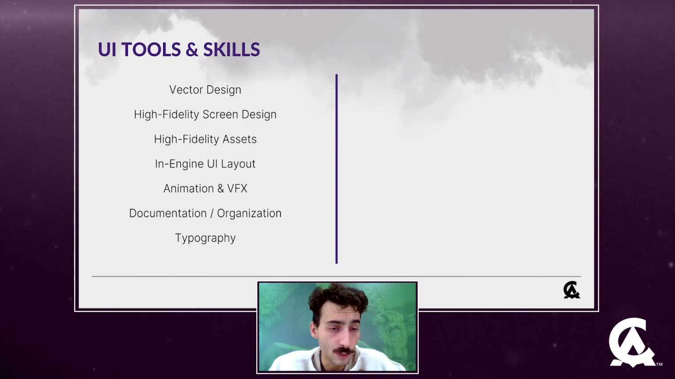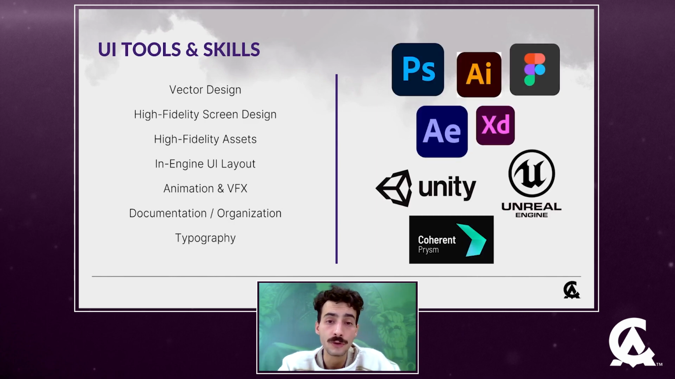So, what tools do we usually use? Adobe's Creative Suite, Photoshop, Illustrator, After Effects. For prototyping, we also use Figma or Adobe XD. And when it comes to engines, the two biggest ones, Unity or Unreal, or if the studio has their proprietary engine, you might be using whatever they're using, or specific plugin engine tools for designing UI, like Coherent Prism. Back to you, Anna.